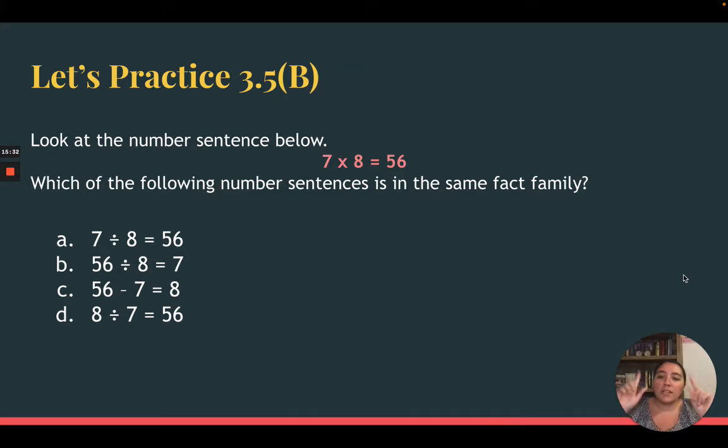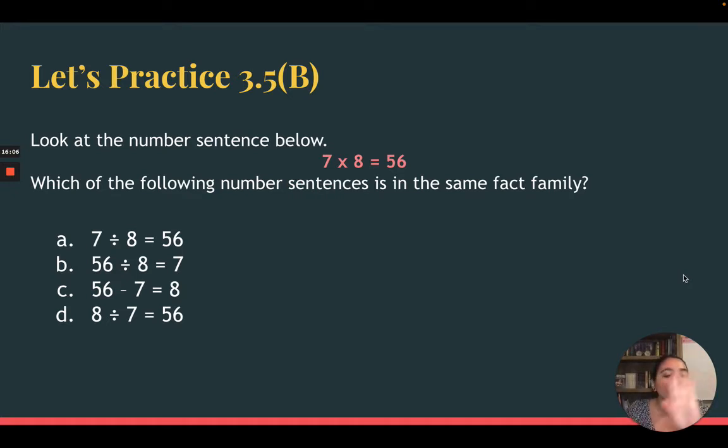Practice time. Look at the number sentence below. 7 times 8 equals 56. Which of the following number sentences is in the same fact family? I'll do a second read. Look at the number sentence below. 7 times 8 equals 56. Which of the following number sentences is in the same fact family? All right, so last read. Look at the number sentence below. 7 times 8 equals 56. I got my number sentence. I'm looking for something that relates to that. Which of the following number sentences is in the same fact family?